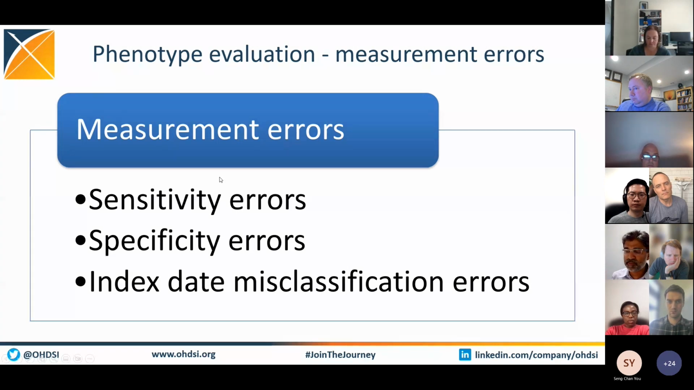Evaluation focuses on measurement errors. We are not going to be talking about measurement errors, but there are three main measurement errors that Odyssey has focused its efforts on. They are sensitivity errors, specificity errors, and index date misclassification errors. Again, that's part of next week's conversation.